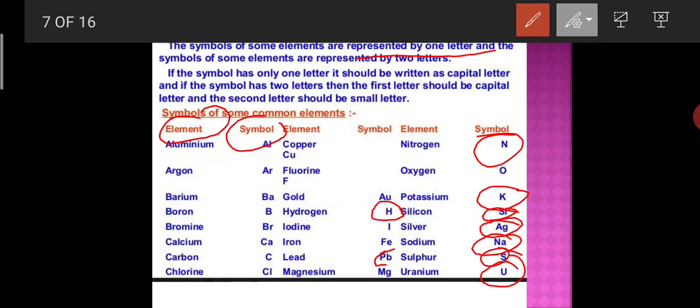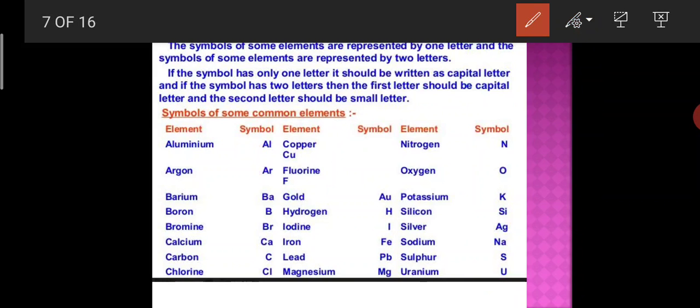Only a single letter. First we will discuss the single letter ones. You can see fluorine, F, a single letter. And here carbon, boron, nitrogen, oxygen, potassium, sulfur and uranium.